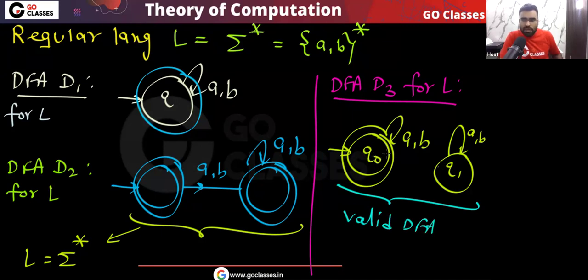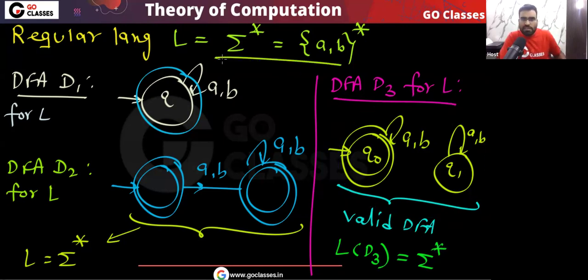You can see every state on every input symbol has exactly one transition. Yes or no? So you can see that this is a valid DFA. And what is the language of this DFA D3? That is also sigma star. Every string is accepted. So notice here we have two states, where Q1 is unreachable. But you can see this is a valid DFA. This DFA has two states, but the language is sigma star.